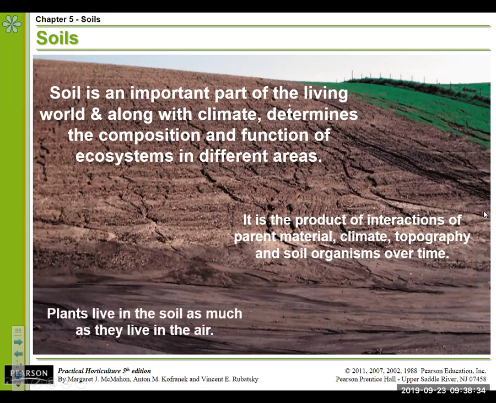Well, so as we all know, soil is an extremely important part of the living world, and actually really regulates a whole lot of different processes. And we look at soil as the product of interactions of 4 factors. First, the parent material. The parent material is what type of rock that the soil was actually created from.